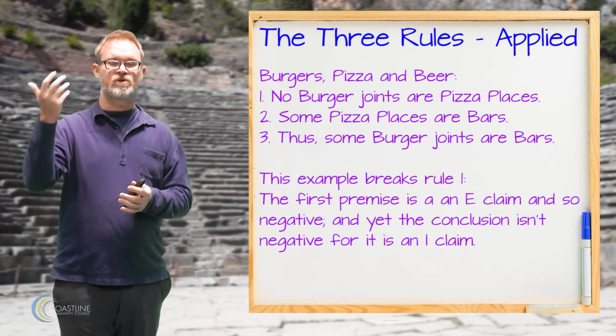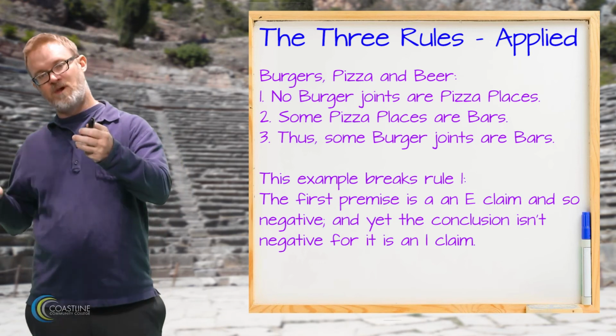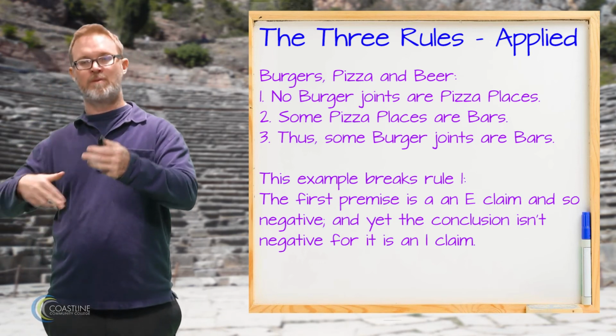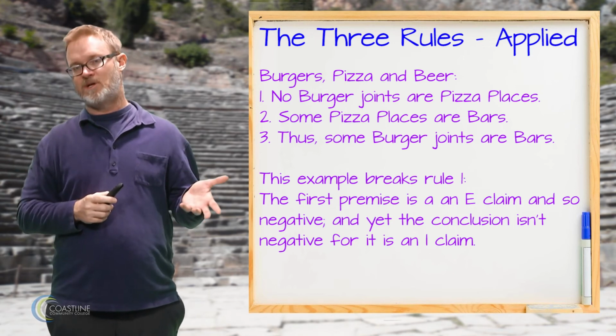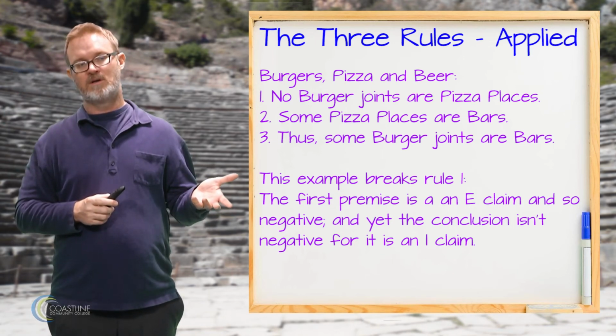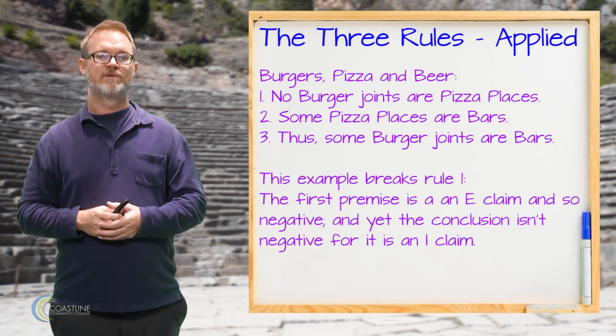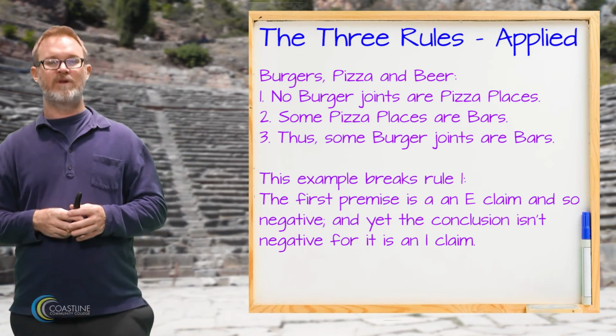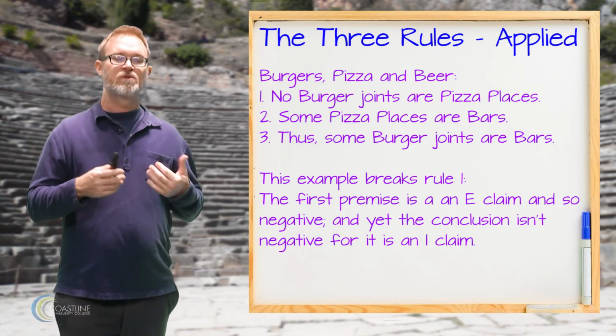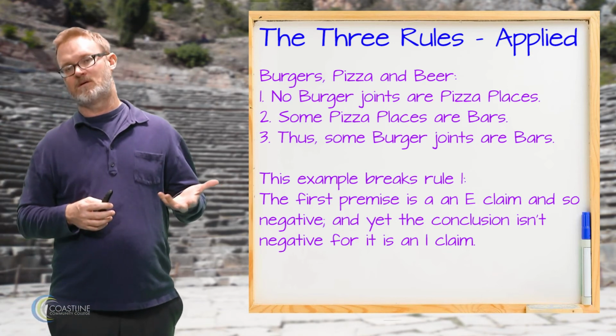But now if you think back to Rule 3, what it says is that if the conclusion distributes a term, it also must be distributed in the premises. But here the conclusion isn't distributing a term, so therefore Rule 3 passes. And that's a really nice point, actually, that anytime you have an I claim in the conclusion, Rule 3 is going to pass automatically, right?